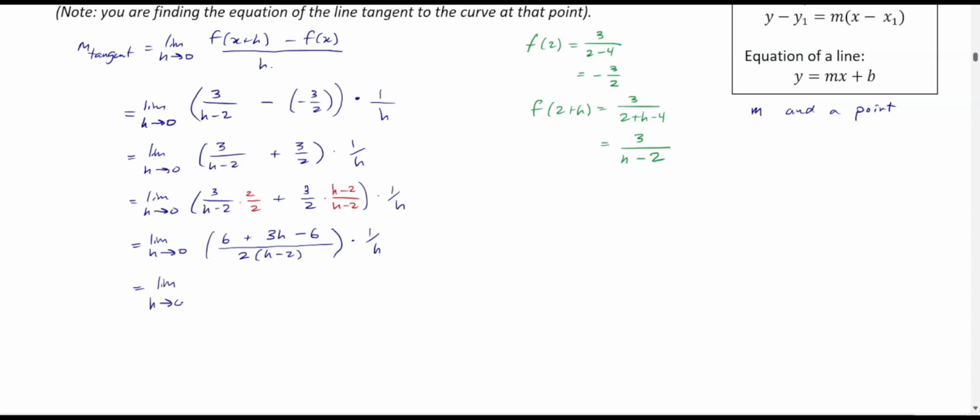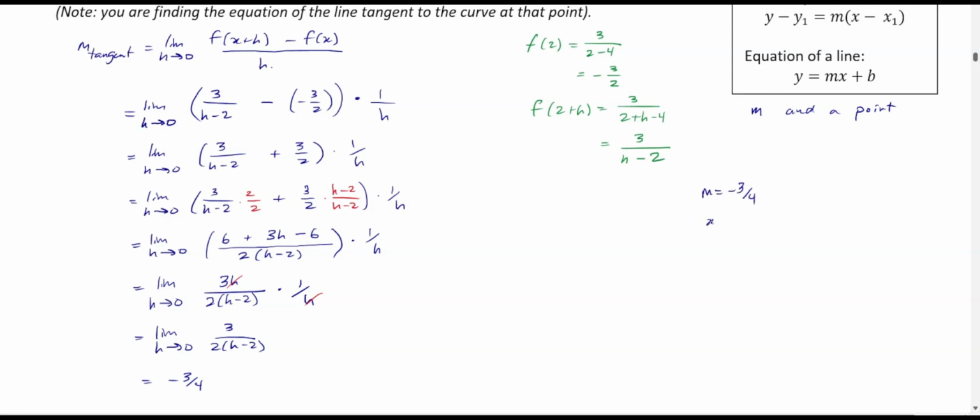So I move on, and I get 3h over 2h minus 2 times 1 over h. And now we can see that these h's will cancel, and I'll be left with the limit as h approaches 0 of 3 over 2h minus 2. I can now directly substitute 0, so I get negative 3 over 4. All right, so now I have the slope. The slope is equal to negative 3 over 4.